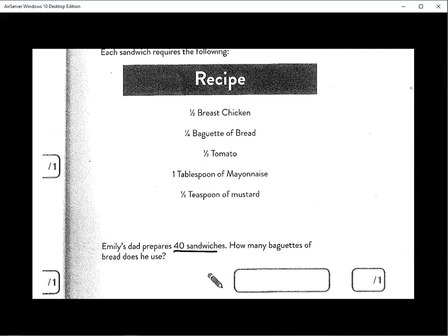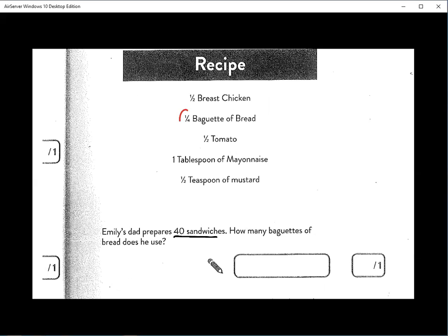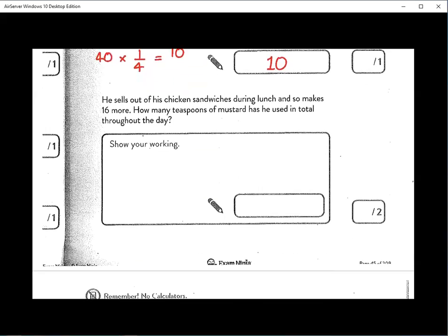Aisha, what was it? The sandwiches is 40. I put 40 down, and the baguettes are a quarter. So I did a quarter of 40 equals 10, because 40 divided by 4 is 10. 10 times by 1 is 10. And I got my answer. Okay, so you got 40 lots of a quarter of a baguette. So 40 lots of a quarter of a baguette gives you 10 full baguettes. Okay, and the next part?